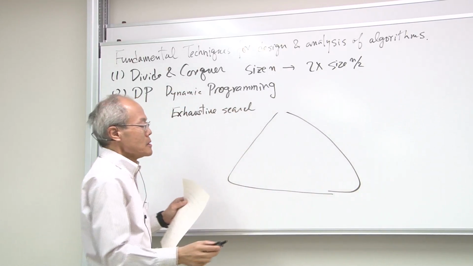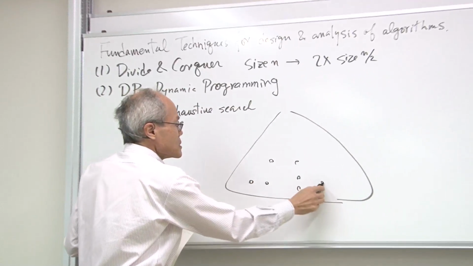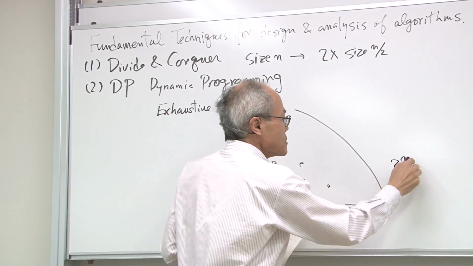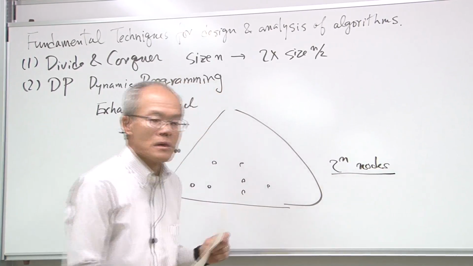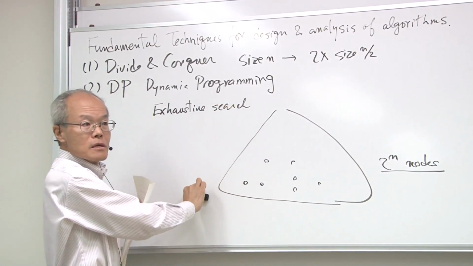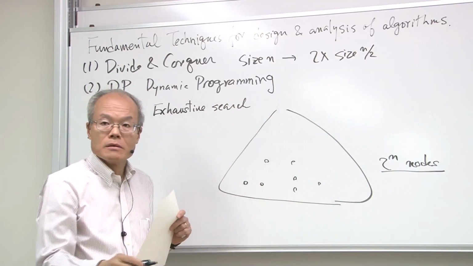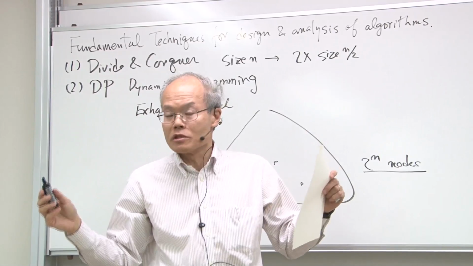So we have a lot of nodes, something like 2 to the n, because we have n items and this is a binary tree. So the whole number of nodes would be 2 to the n, a huge number.